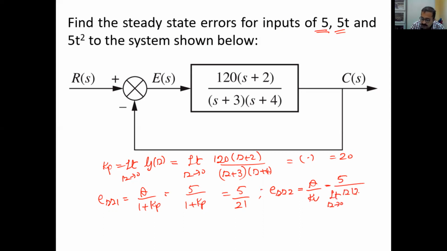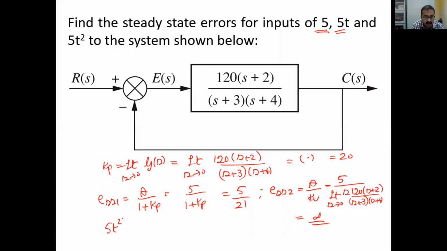s into 120 divided by 120 into s plus 2 divided by s plus 3 into s plus 4. So as s tends to 0, this denominator becomes 0, so that ESS becomes infinity. Similarly, when the input is 5t square.